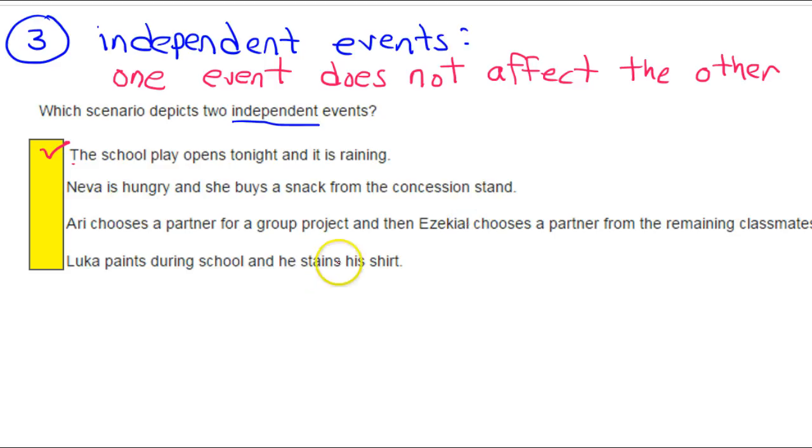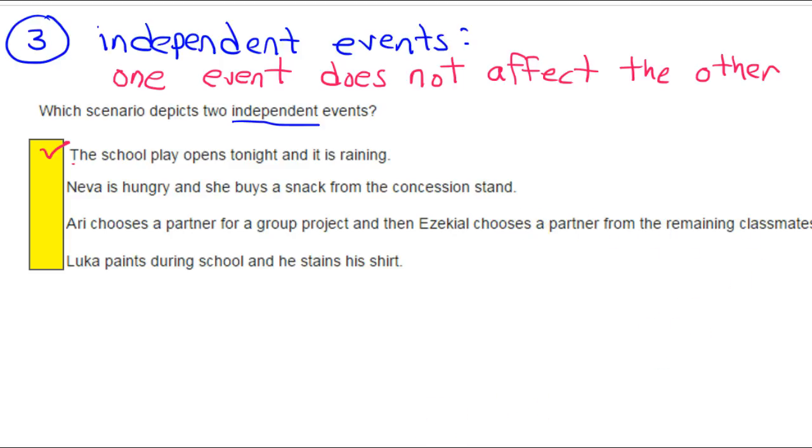Now let's look at the rest and see why they are not independent. Neva is hungry and she buys a snack from the concession stand. Well, if Neva is hungry, she's more likely to buy a snack from the concession stand. And if Neva buys a snack from the concession stand, she's less likely to be hungry. So those are dependent.